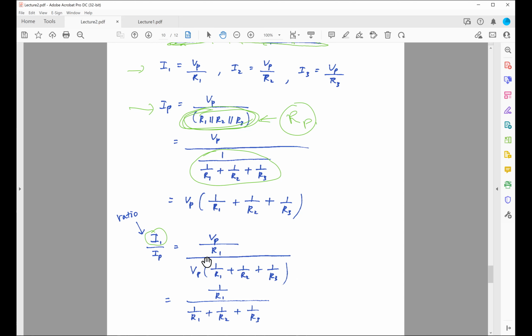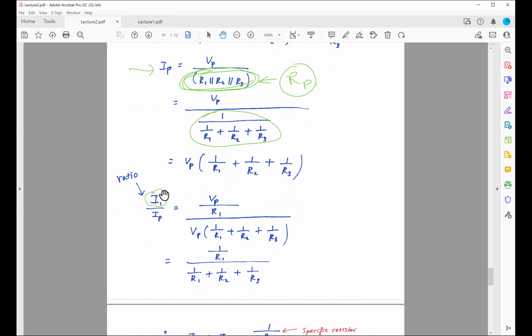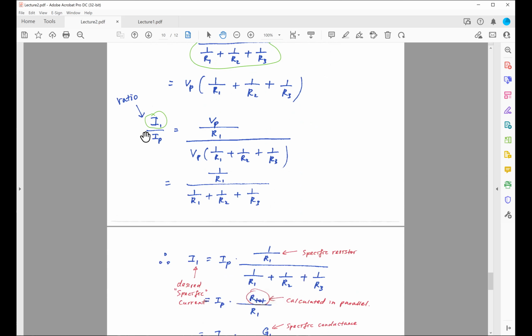So now, again, Vp and Vp cancel each other out. So all I see is 1 over R1 over 1 over R1 plus 1 over R2 plus 1 over R3. So in other words, if I want to find I1, all I have to do is move this IP to the other side, which will give me this equation over here. To find a specific current I1, in this example, all I have to do is recognize that specific resistor, put it over here on the top.